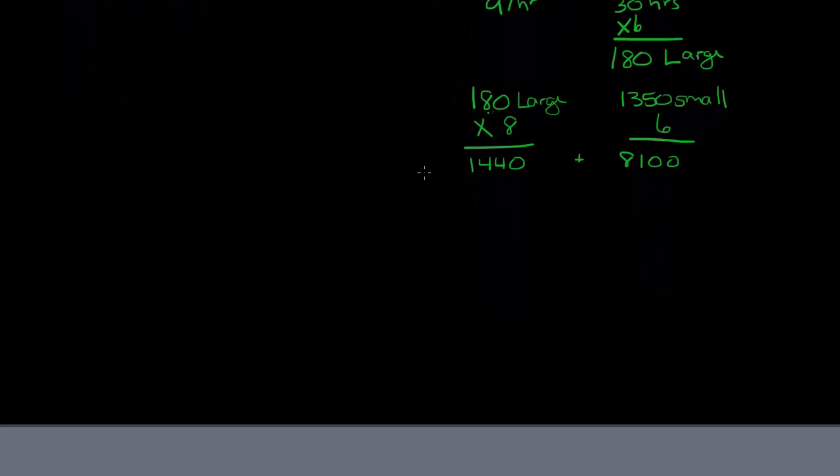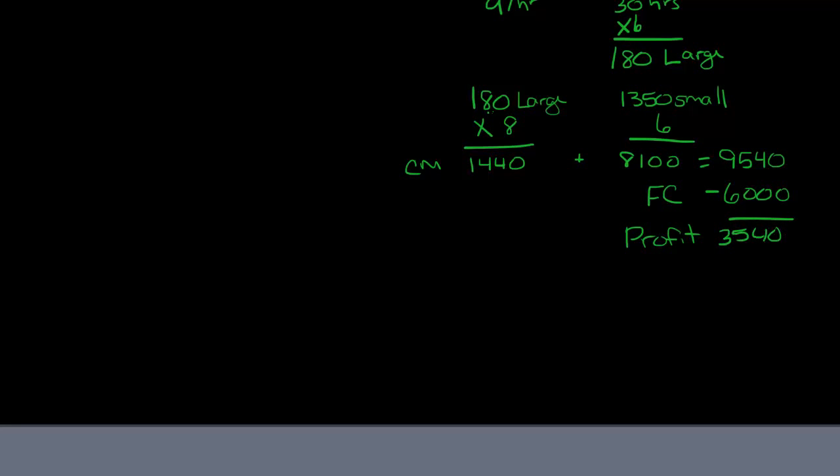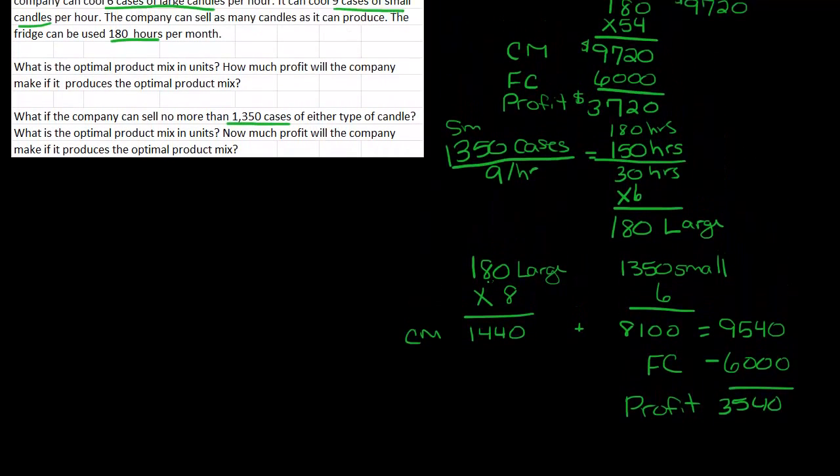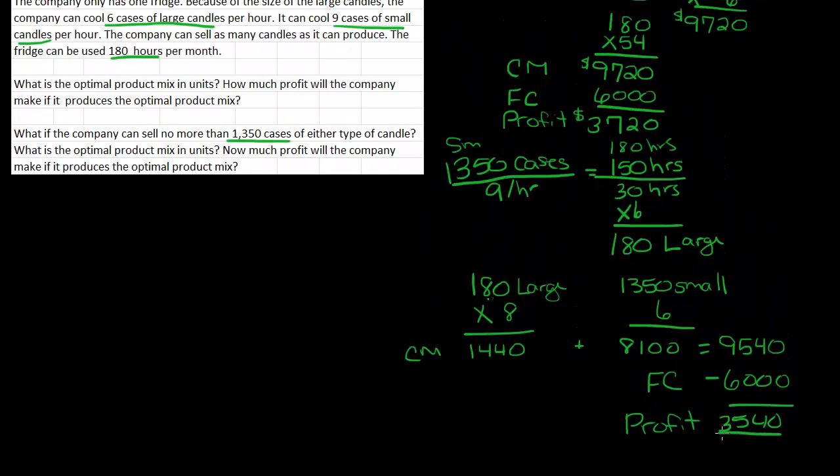So if we add together our contribution margin, my total contribution margin is 9,540 minus my fixed cost of 6,000. That gives me profit of 3,540. Okay, so now that's less than what we came up with before, right? Because my new profit is 3,540. My old profit was 3,720.